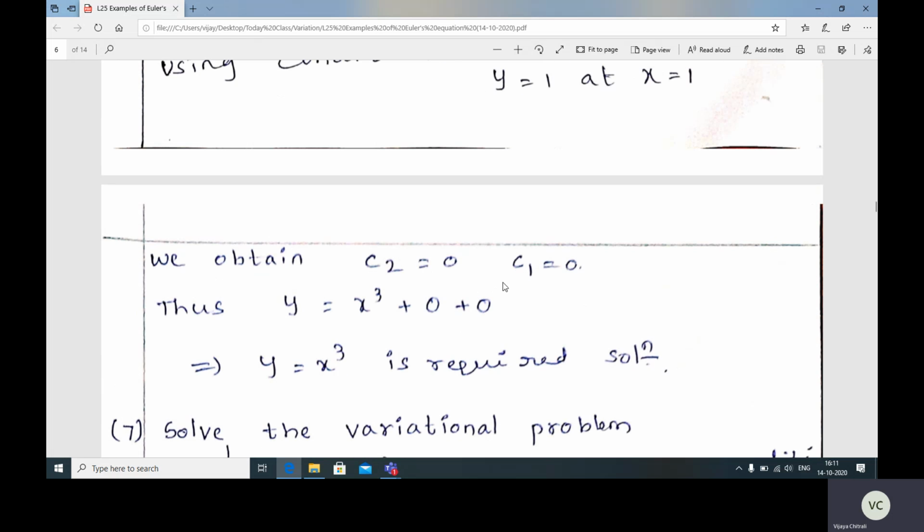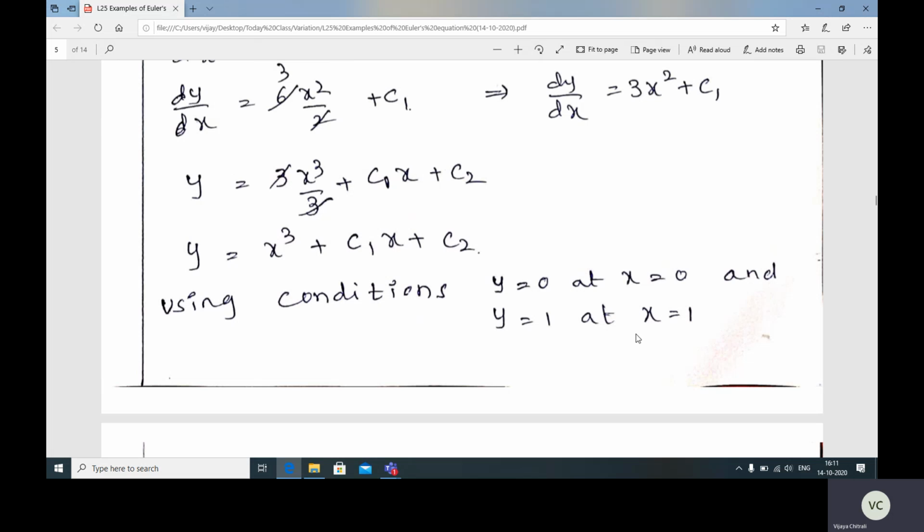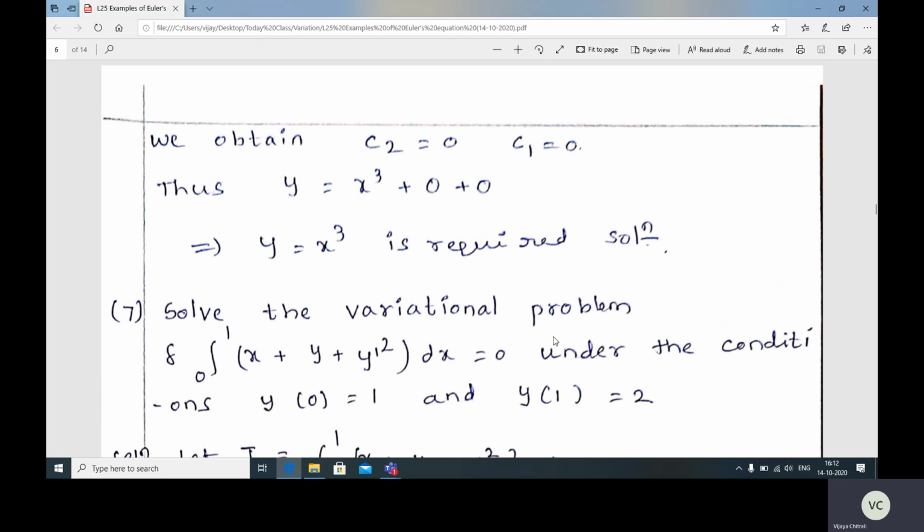Similarly, in place of x, you substitute 1. So 1 is equal to 1 cube, which is 1, plus c1 into 1 is c1, plus c2, which is 0. So 1 is equal to 1 plus c1. We want c1, so take this 1 to this side: 1 minus 1 is 0. So again you will get c1 as 0. Substituting these two c1 and c2 in the general solution, y is equal to x cube plus 0 plus 0. So y is equal to x cube is the required solution.